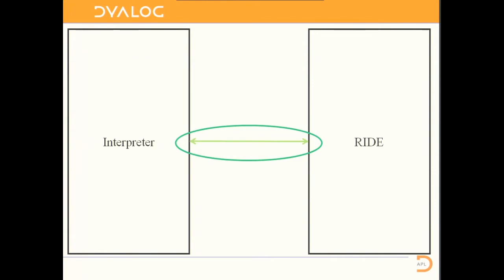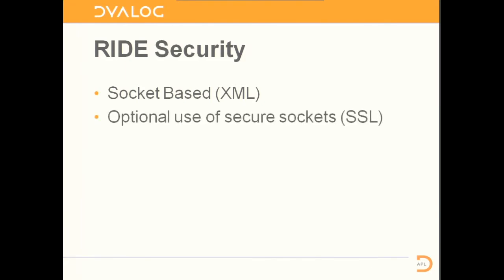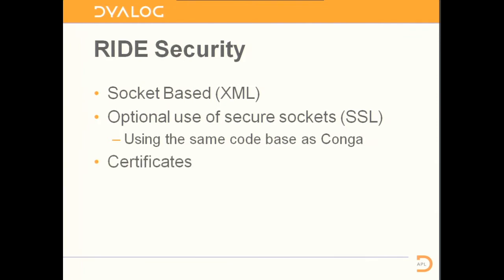So this communication block that we have, of course, is socket-based. And all we do is we send XML down a socket to an interpreter. It sends us XML back, and the RIDE IDE knows how to process that XML. This can optionally be made secure using the secure socket layer, which RIDE is aware of, and the interpreter is also aware of, using the same code base that we've used to build Conga. So all the expertise that we have in Dyalog for secure sockets with Conga is built into the communication layer that we have for RIDE, which will allow us to use certificates to authenticate and encrypt connections.